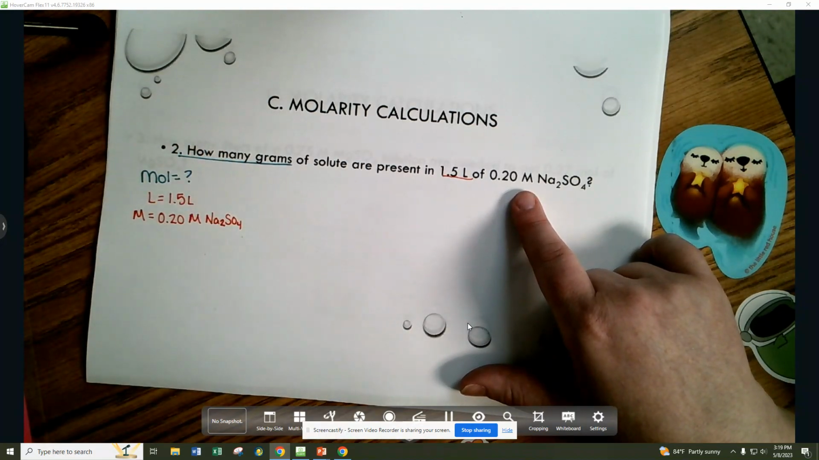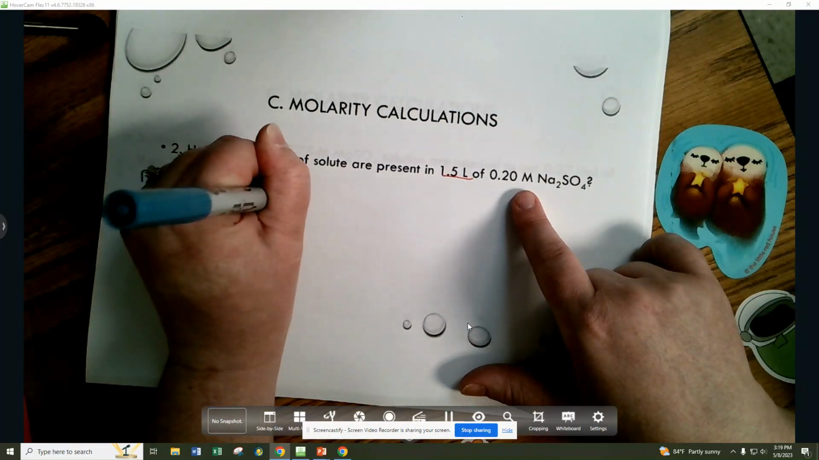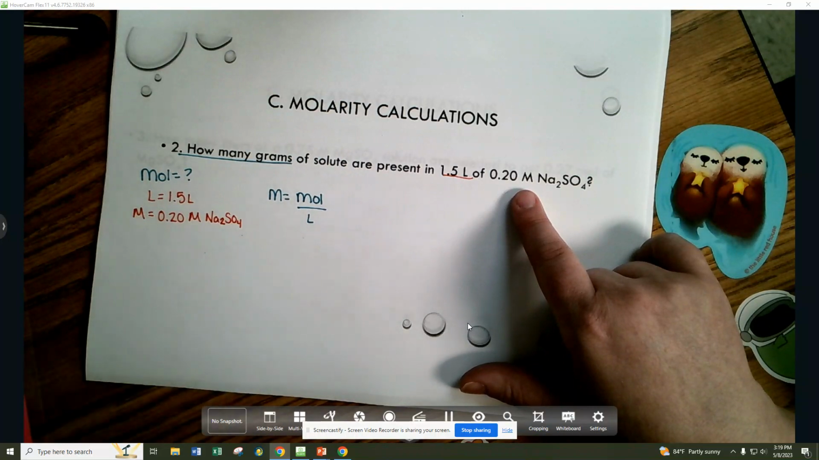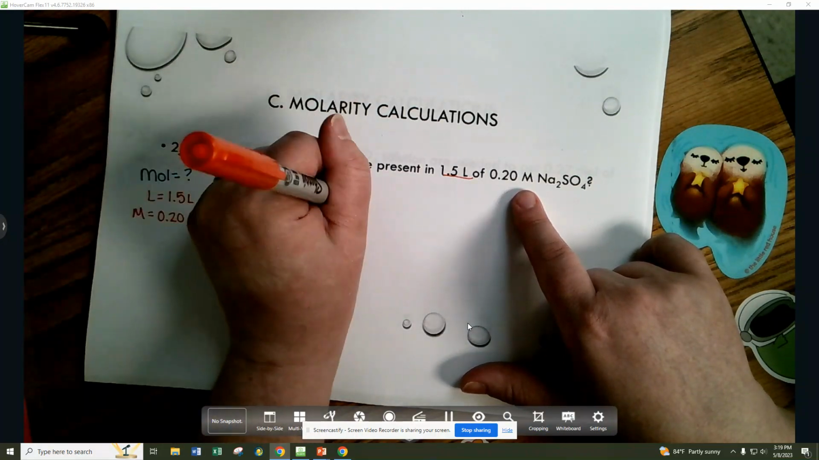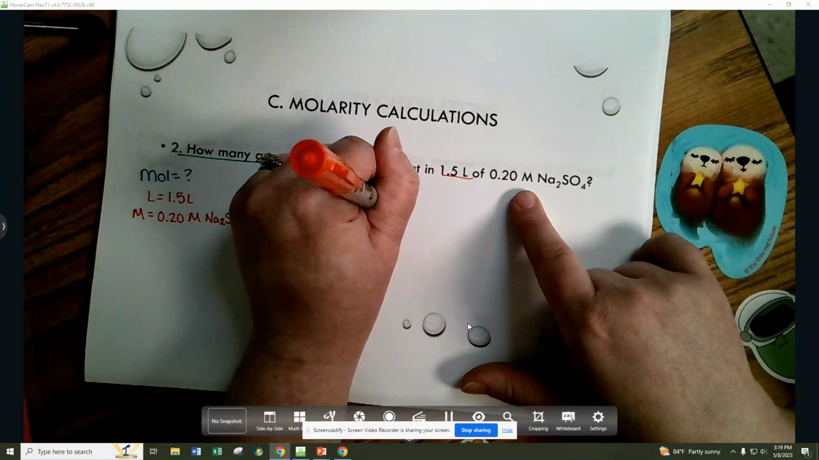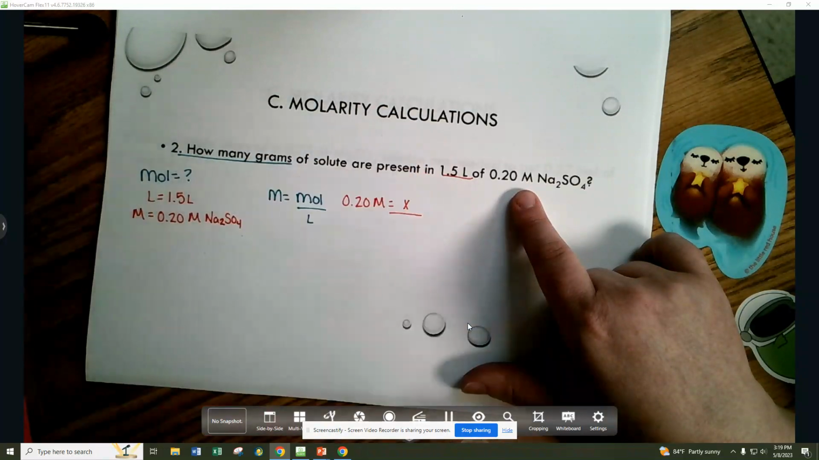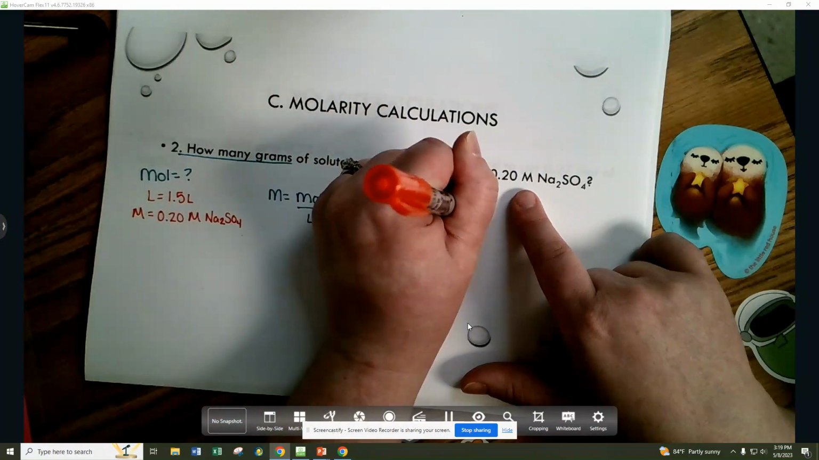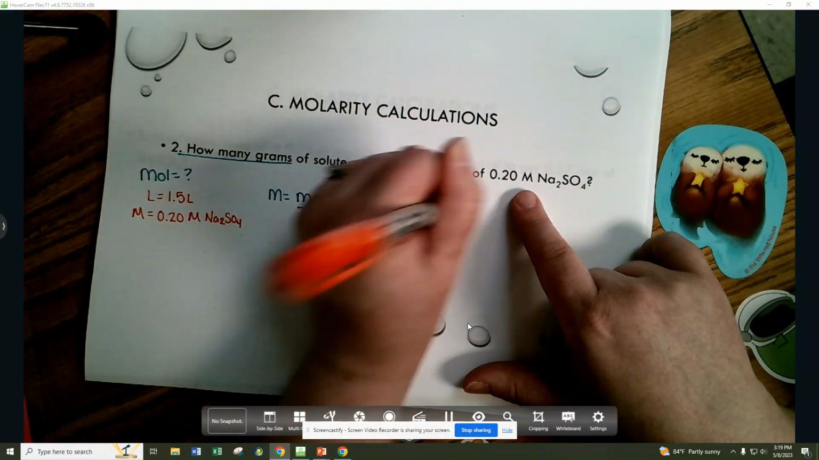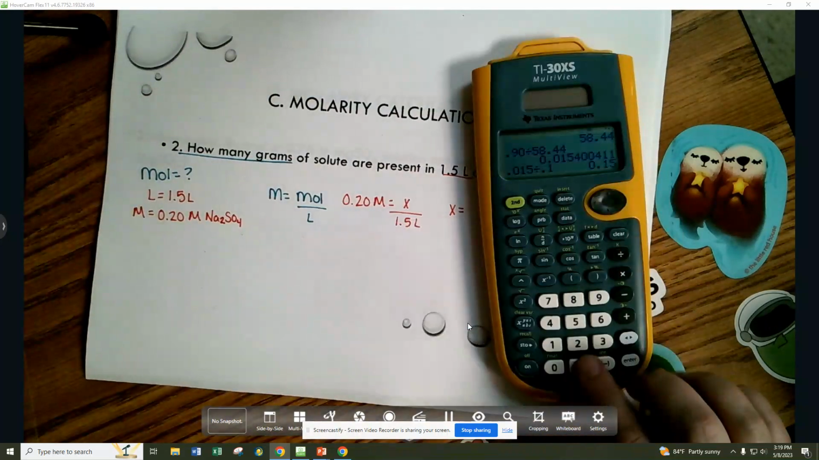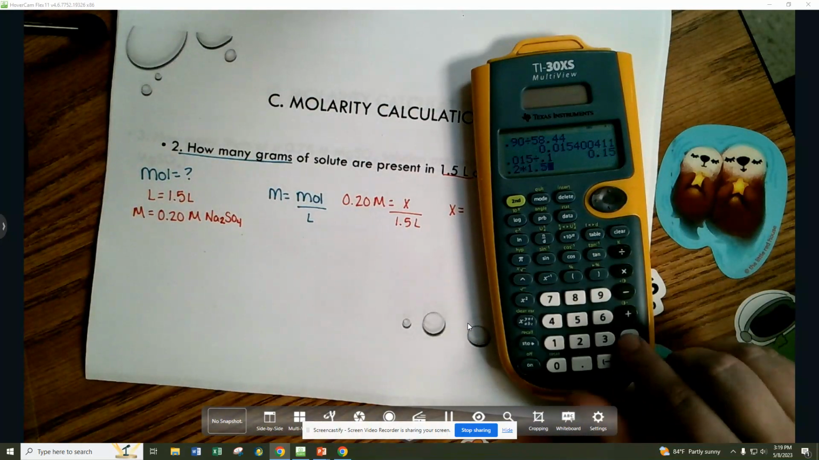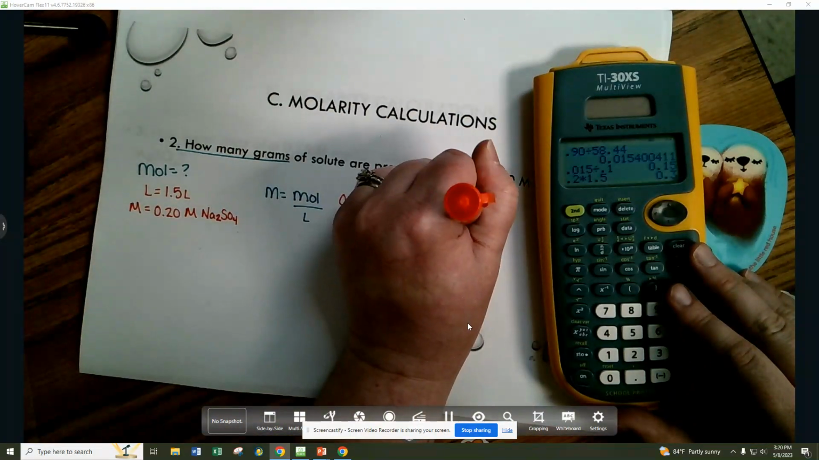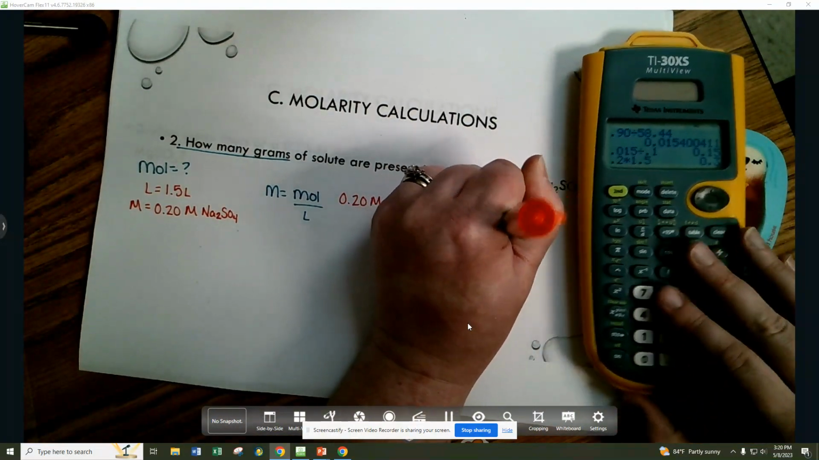Well, the formula for molarity is equal to moles over liters. So I'm going to go ahead and plug in. My molarity is going to go on the left-hand side, 0.2 is equal to X over 1.5. So to get X by itself, I'm going to go ahead and multiply. So 0.2 times 1.5, each of those have 2 sig figs. So I can say 0.30 moles of sodium sulfate.